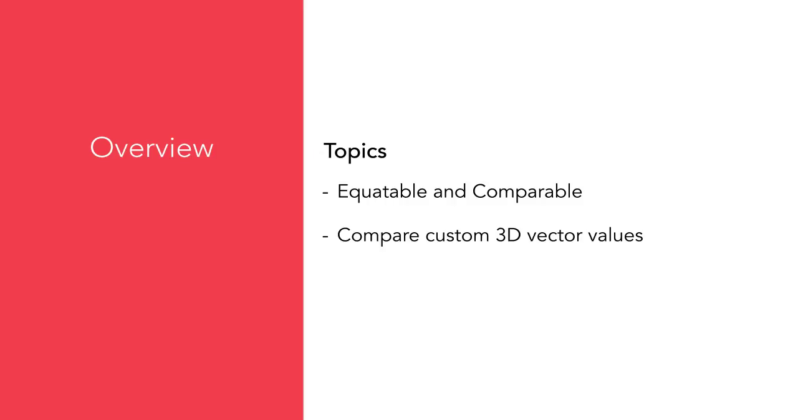In this video tutorial, I'll introduce two protocols provided by Swift: Equatable for testing equality and Comparable for comparing values. To compare instances of a custom type, the type must conform to these protocols. I show you how to do that using live Swift coding. We'll gradually enhance a custom type which represents a 3D vector so that we can compare two distinct values.